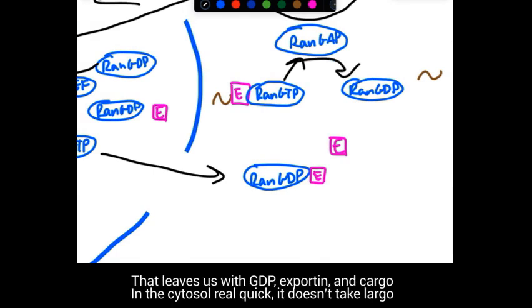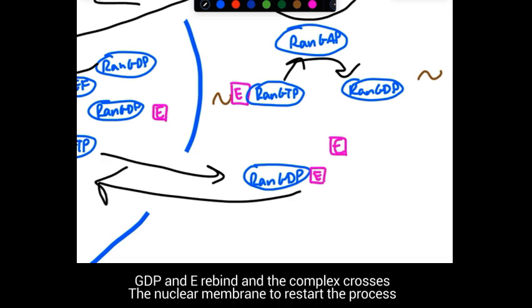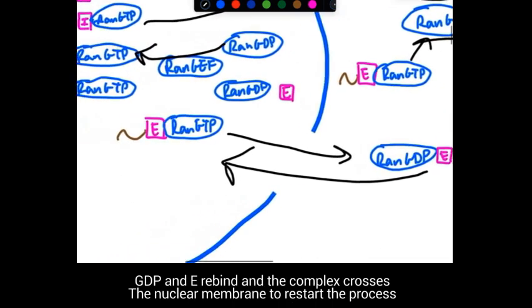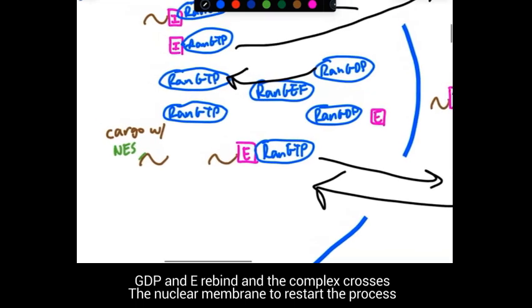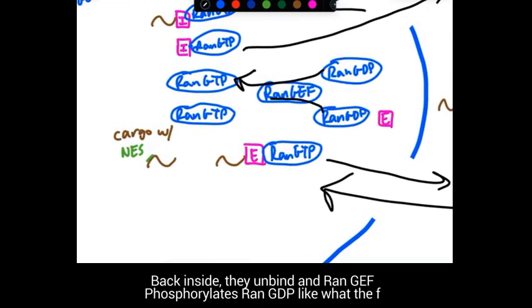In the cytosol, real quick, the cargo is released. Ran GDP and exportin rebinding complex crosses the nuclear membrane to restart the process. Back inside, they unbind, and Ran GEF phosphorylates Ran GDP.